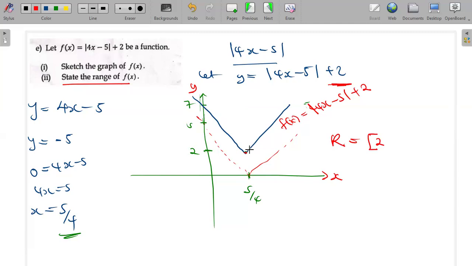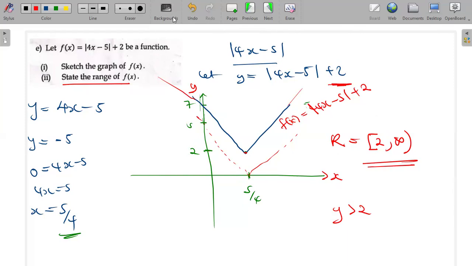Part of this range, or part of the interval. And then this graph continues to go up to what? Up to infinity, all the way like that. So it's going to positive infinity. So this is going to be our range. Or you could write it as y greater than 2, like that.